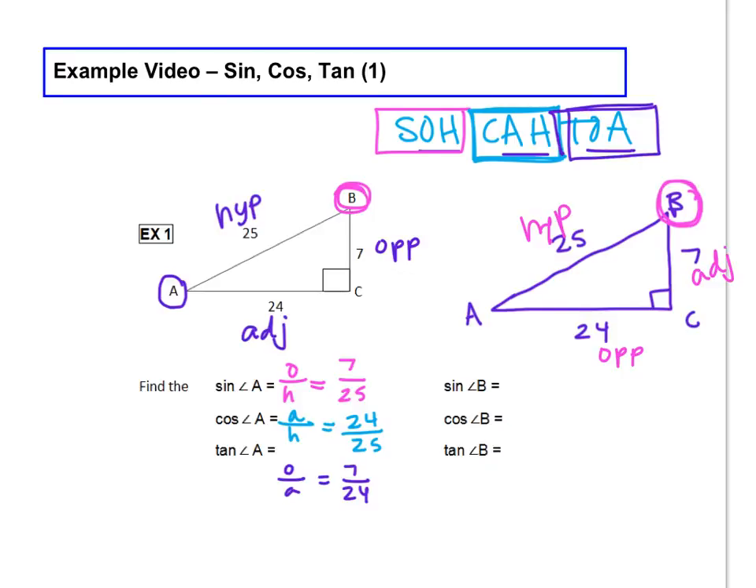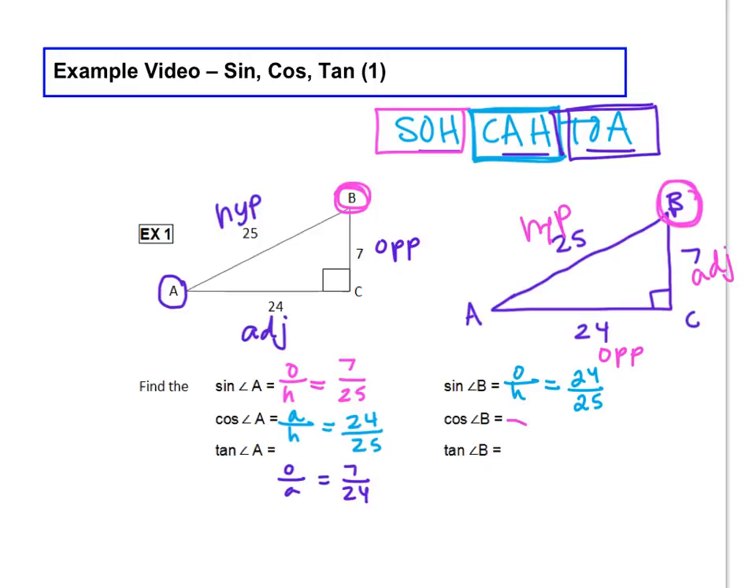All right, so when we do sine, cosine, and tangent of angle B, we're going to focus on the triangle on the right. So sine, again, is opposite over hypotenuse. So if we look, our opposite side is 24, and our hypotenuse is 25. Can't be reduced, so that's our final answer.